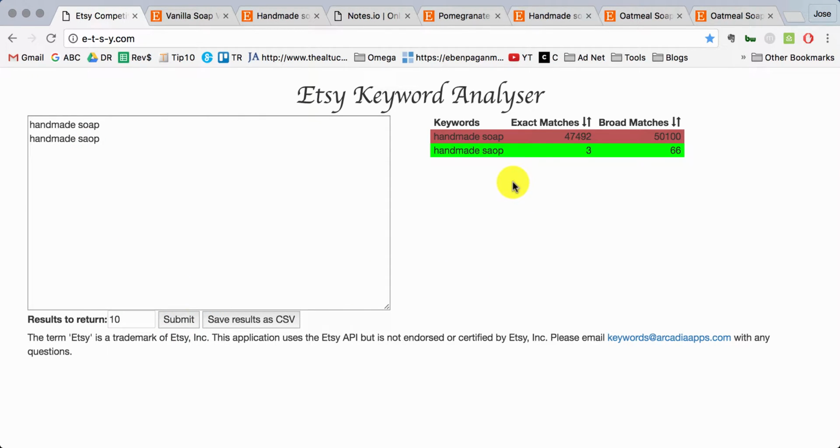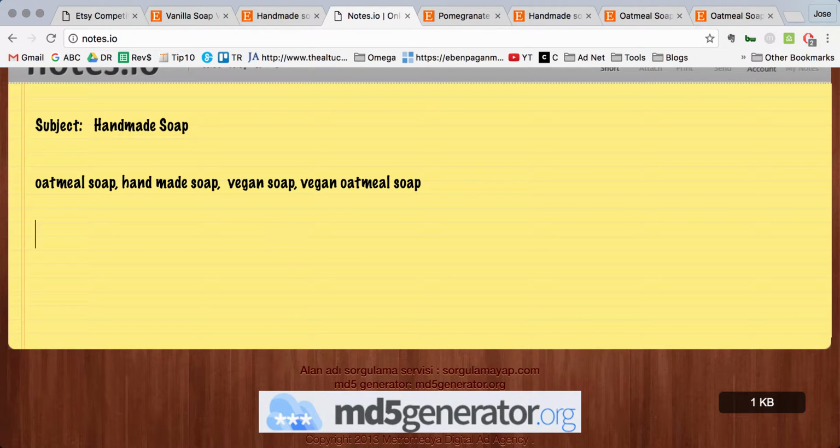See, on this one right here with the misspelling, there's not a lot of broad matches, there's not a lot of exact matches, but it may be worth using the misspelling. And how I would particularly use it is you may come in here and write a title like such, handmade soap vanilla, if you had a vanilla one, and then you put the misspelling as SAOP, for sale.